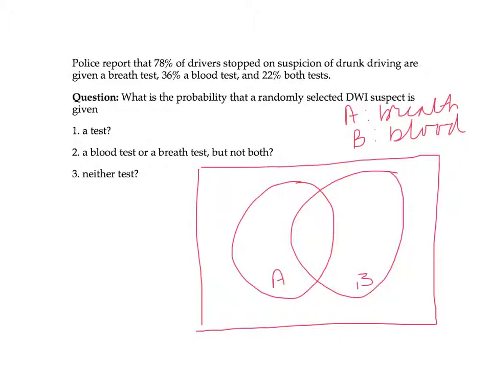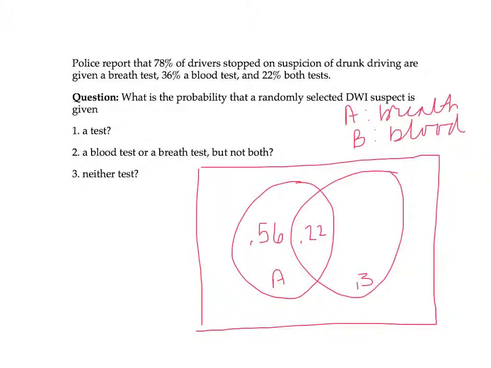The overlap is the people that had both tests. So I'm going to put 0.22 in there. 22% had both. Everything inside the circle of A is 78%. If I had 100 stopped drivers, 78 of them would get a breath test, but 22 of them are given the blood test also. That leaves behind 56, or 0.56, that didn't get both. Okay, the 0.22 and the 0.56 add up to my 78%.